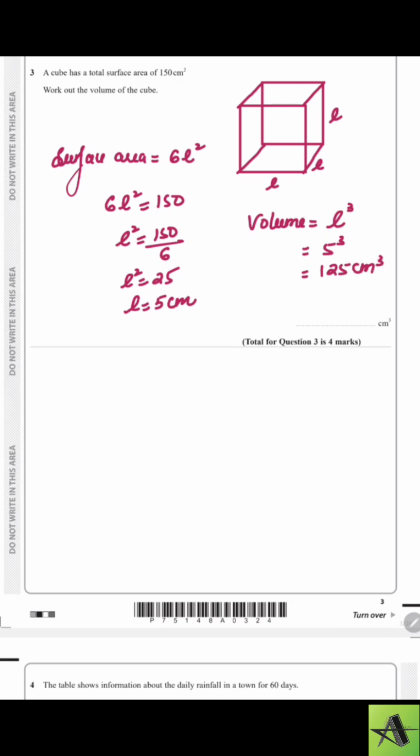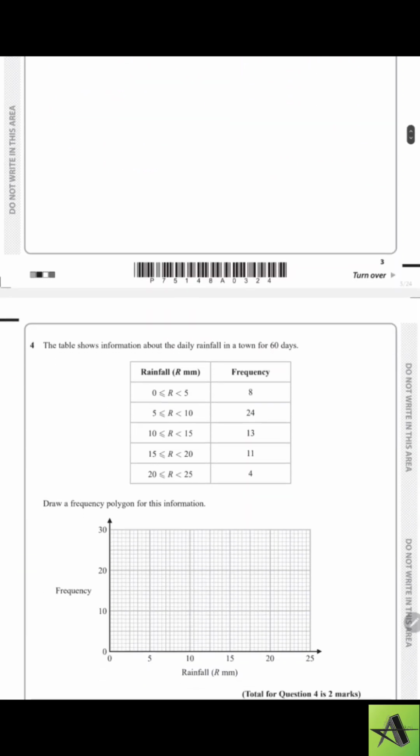Dividing both the sides by 6, I'll get L squared equals 150 over 6. So 150 over 6 is 25. Taking root, I'll get plus minus 5, but obviously length cannot be negative, so I'll be taking only positive 5 centimeters. We have it. So volume is what? L cubed. Length times width times height, which is L cubed. 5 cubed, which is 125 centimeter cubed. So our final answer is 125. Moving on to the next question.